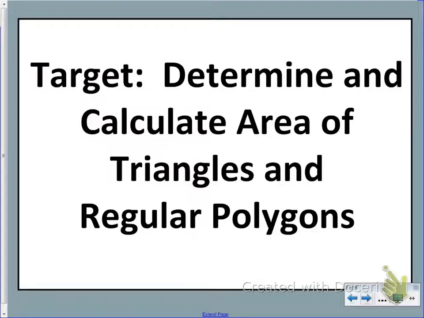Welcome, geometry students. Today we're going to work with the target, which states: determine and calculate area of triangles and regular polygons. We're going to focus on the regular polygons today, since we've already learned how to calculate the area of triangles.